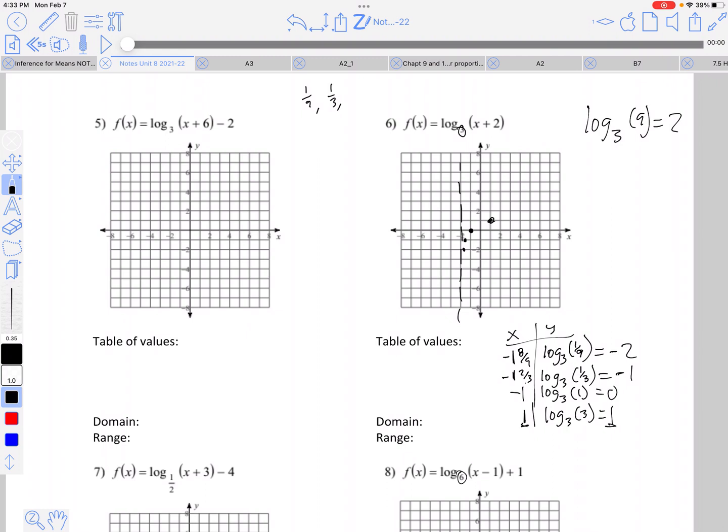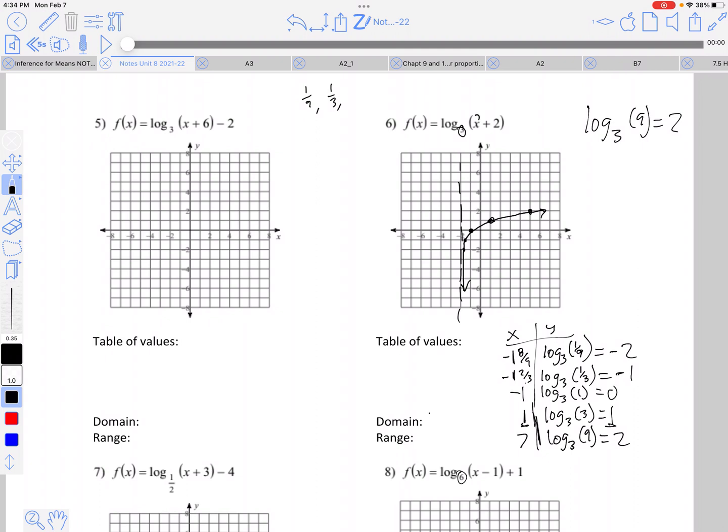Okay, 2 won't work, right? Because 2 plus 2 is just 4, and base 3 can't create a 4. 5 plus 2 is 7. Nope. 6. Nah. Okay, I'm going to try a 7. 7 plus 2 is 9. So log base 3 of 9 is 2. So when we plug in a 7, the output's 2. So I'm going to go over to 7, output's 2. I'm going to follow the asymptote, and boom. We have our beautiful log graph.